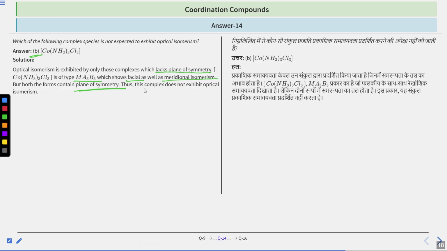So MA3B3. It shows facial as well as meridional isomerism, but both forms contain a plane of symmetry, and thus this complex does not exhibit any kind of optical isomerism, because for optical isomerism there should be a lack of plane of symmetry. So this is the complex in option B, which is of type MA3B3, and it shows facial as well as meridional isomerism, and both forms contain a plane of symmetry. That's why this complex is not expected to exhibit optical isomerism, and thus option B is the correct answer.